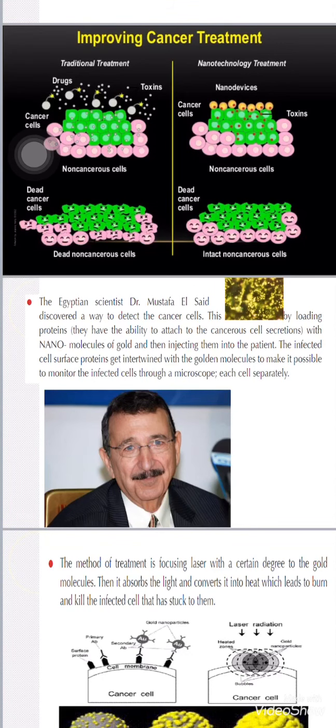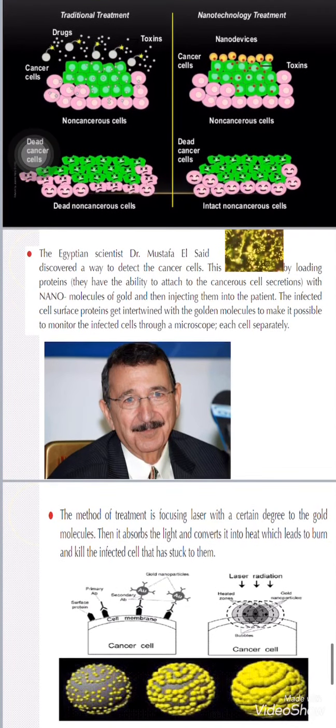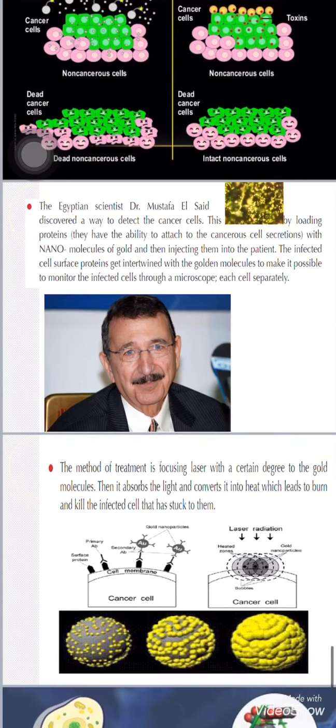This is the detecting. Then what about the treatment? The treatment was by focusing a laser with a certain degree on the gold molecule. But what happens when I focus the laser on the gold molecules? The gold molecule absorbs the light rays coming from the laser and then changes them to heat. What happens when I have a lot of heat inside the cancer cell? The cancer cell will burn and kill itself.